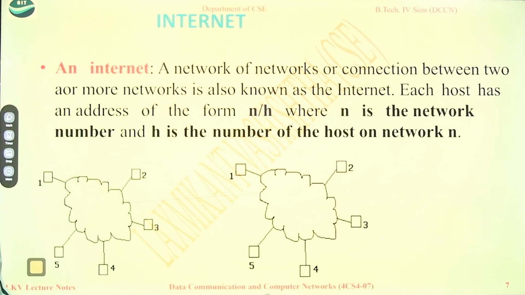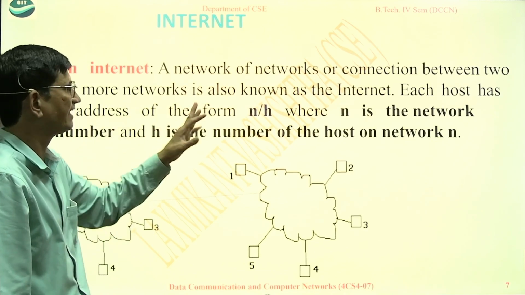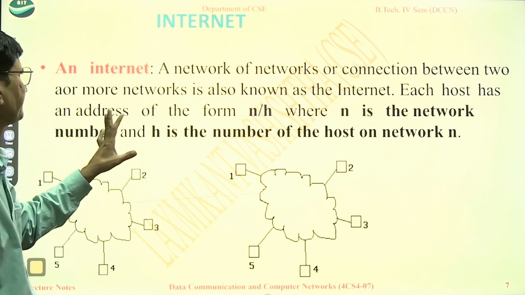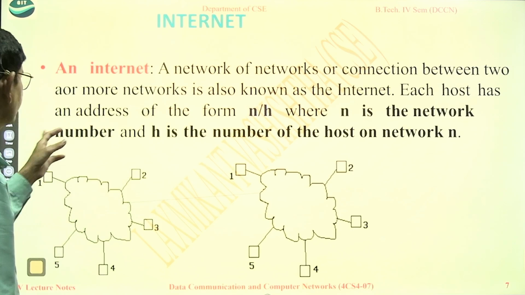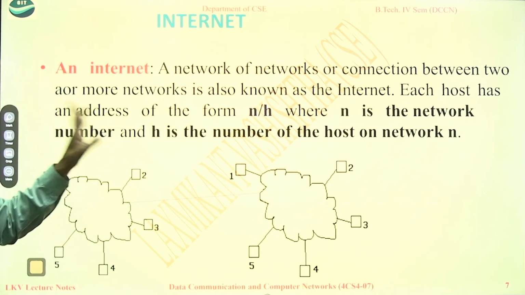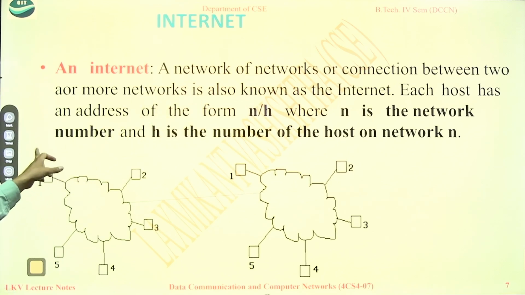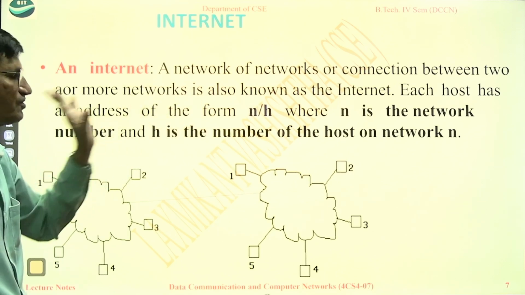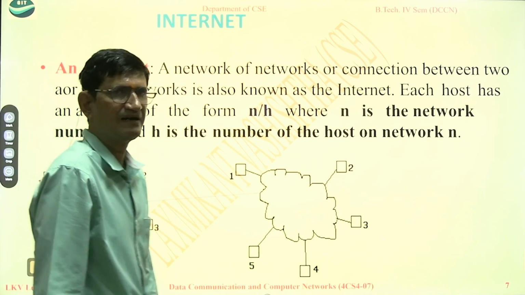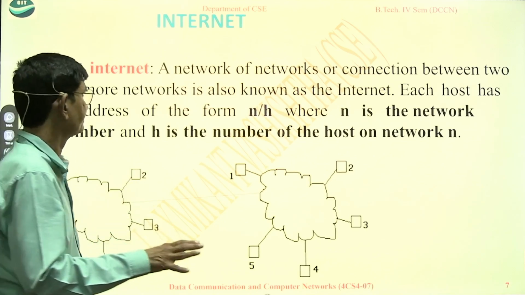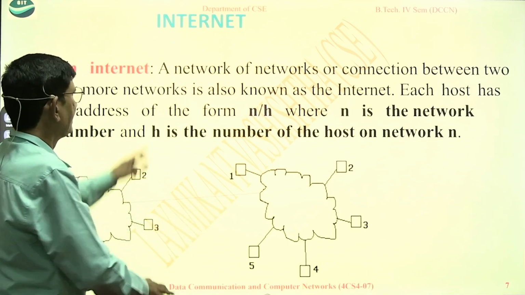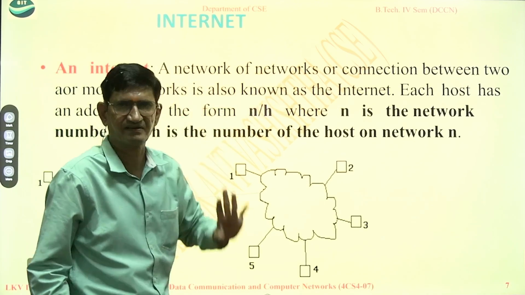Now, an internet, a network of networks, or a connection between two or more networks, is also known as an internet. Each host has an address of N and H. N is the network number and H is the number of the host on the network. At this time, please understand and listen carefully. Networks of networks.